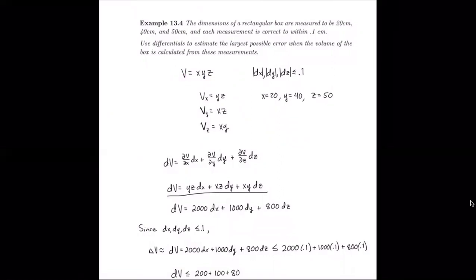Okay, and we know that each of our errors are less than or equal to 0.1. So that's either 0.1 less or 0.1 more. So the absolute value of each of our differentials, dx, dy, dz, is less than or equal to 0.1. So really, in the background, we realize that dx, we might say, for instance, is greater than or equal to negative 0.1. It's no more an under calculation than 0.1.